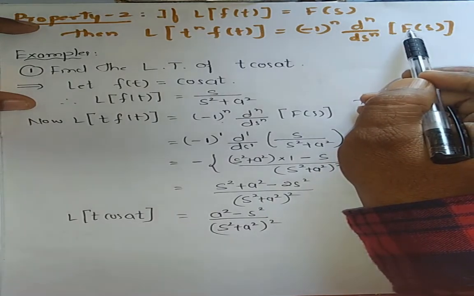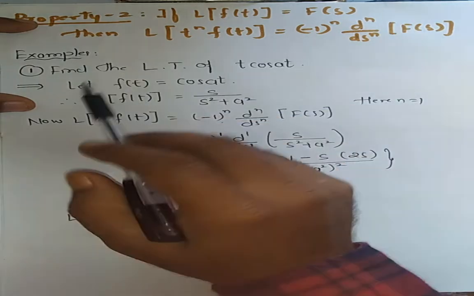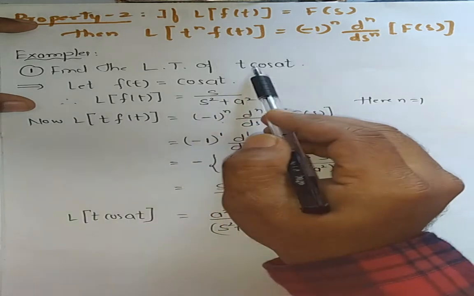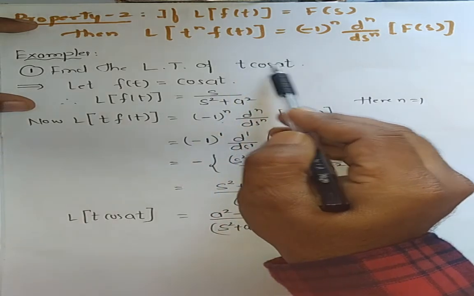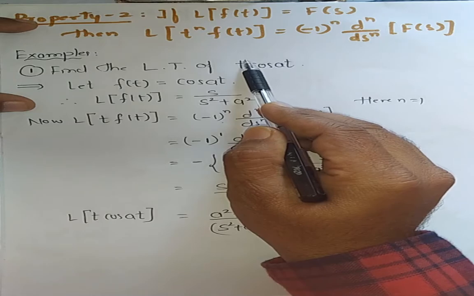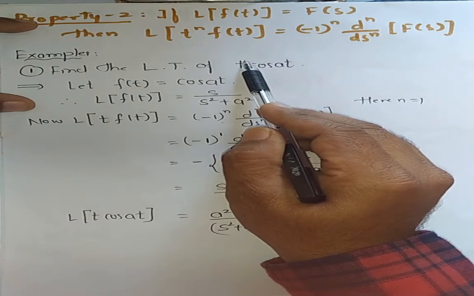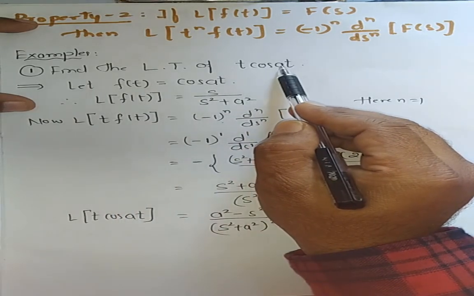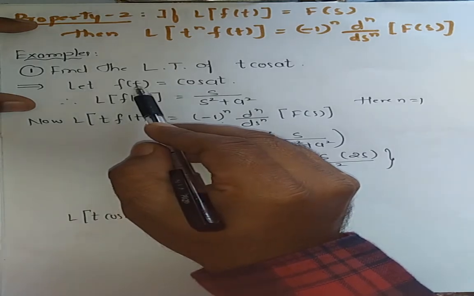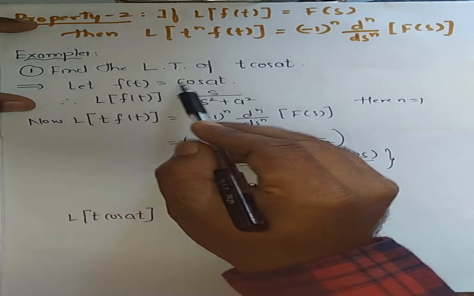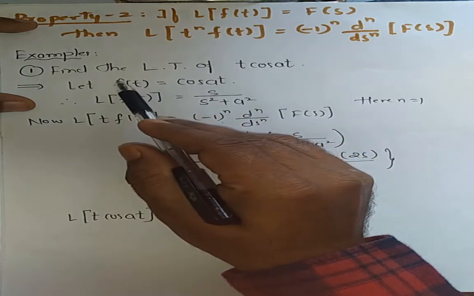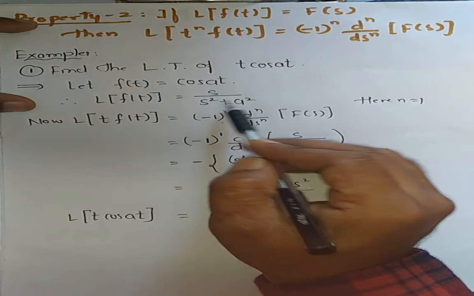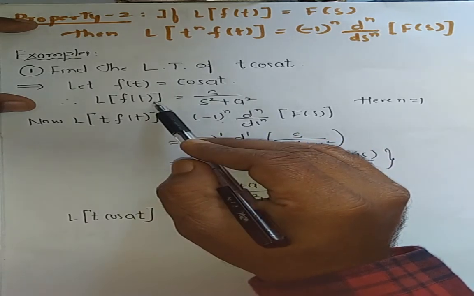Okay, so let us move to some examples of Laplace transform. Find the Laplace transform of t cos at. Here it is a product of t and cos at, where t has a power of 1. To start this example, treat the second function as the given function f(t). Let f(t) equal cos at. First find the Laplace transform of this function. Therefore, the Laplace transform of f(t) is equal to s divided by s square plus a square, as you know from the formula.